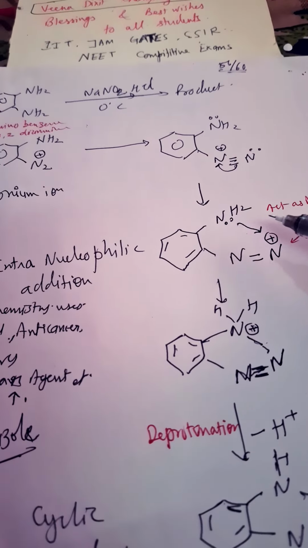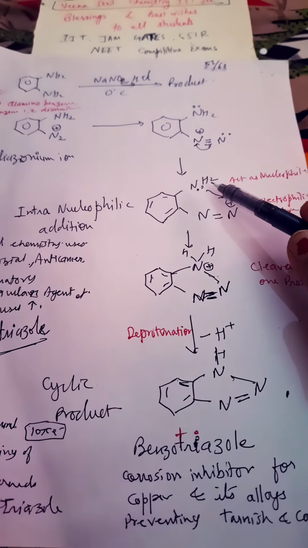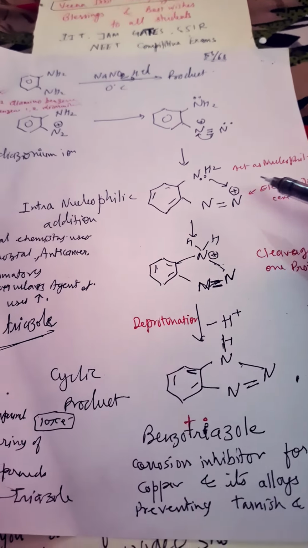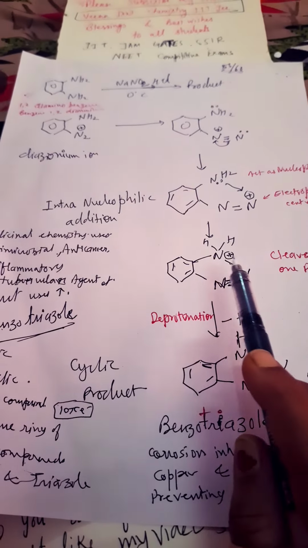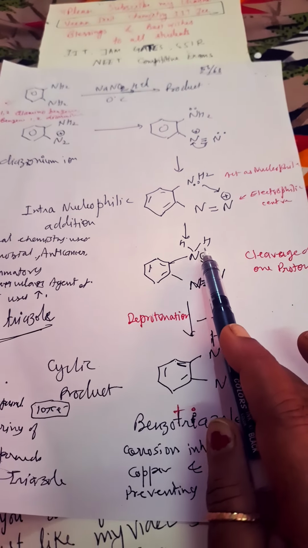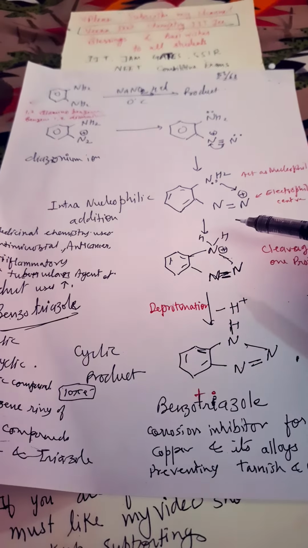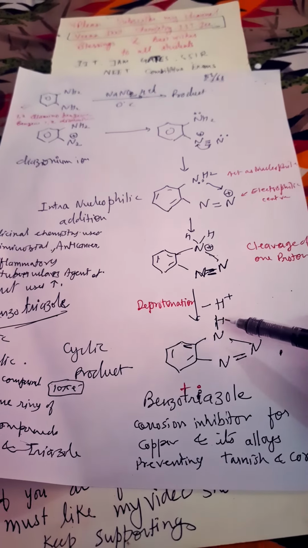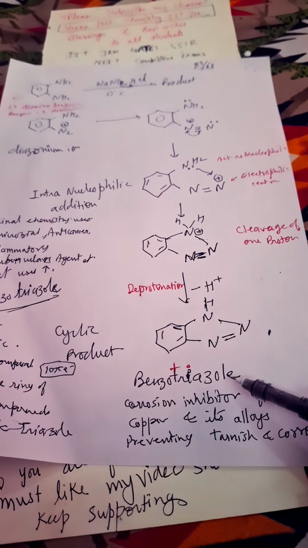Then internal nucleophilic addition takes place here. This nucleophile attacks this. Okay, and then we get this compound, and here nitrogen again has a positive charge, so cleavage of a proton takes place. H positive will be gone, so we will get fully fledged benzotriazole.